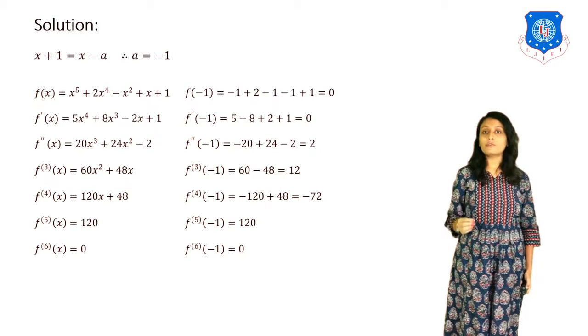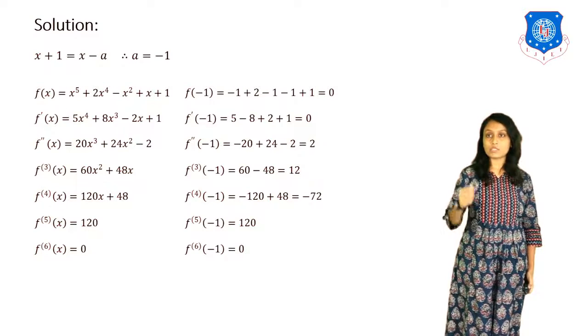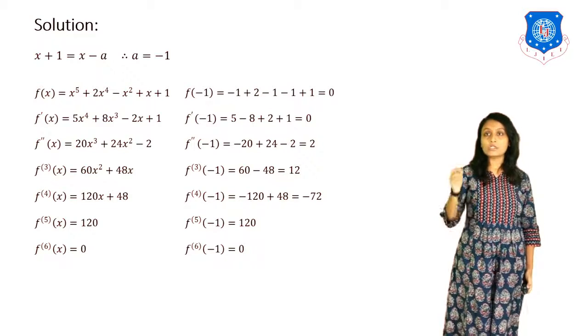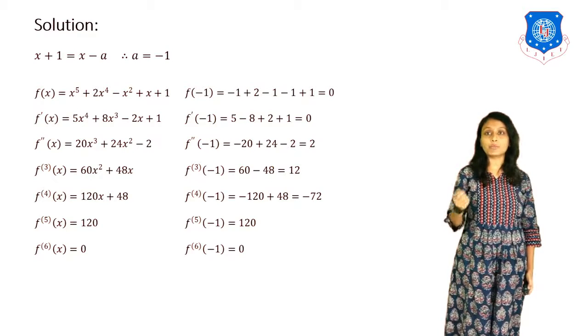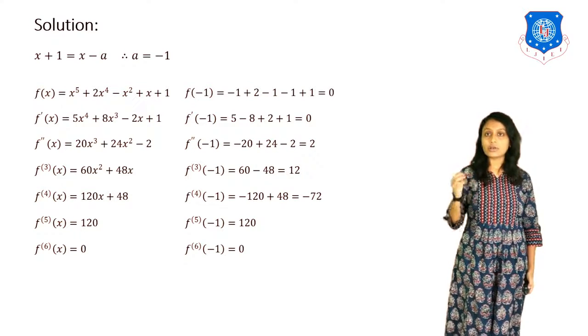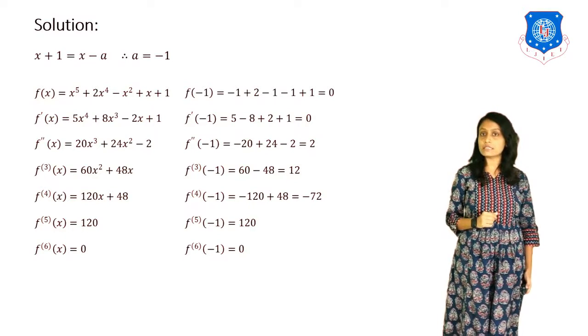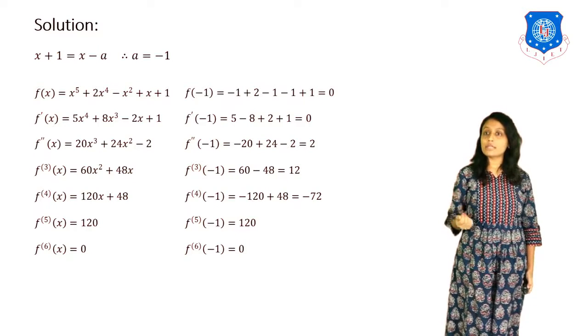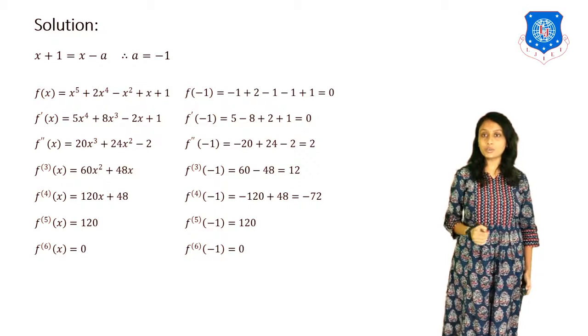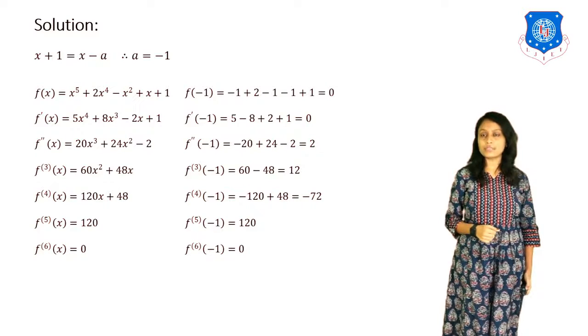Now we have to find the value of this function at the point a, and here a is minus 1. Firstly we will find f of minus 1. In place of x we substitute minus 1, and the first answer you will get is 0. Next, in f dash of x, again substitute minus 1, and you will get answer 0. Next, in f double dash of x, write minus 1, and on solving you will get answer 2. Similarly, you will get answers 12, minus 72, 120 and the last one 0.